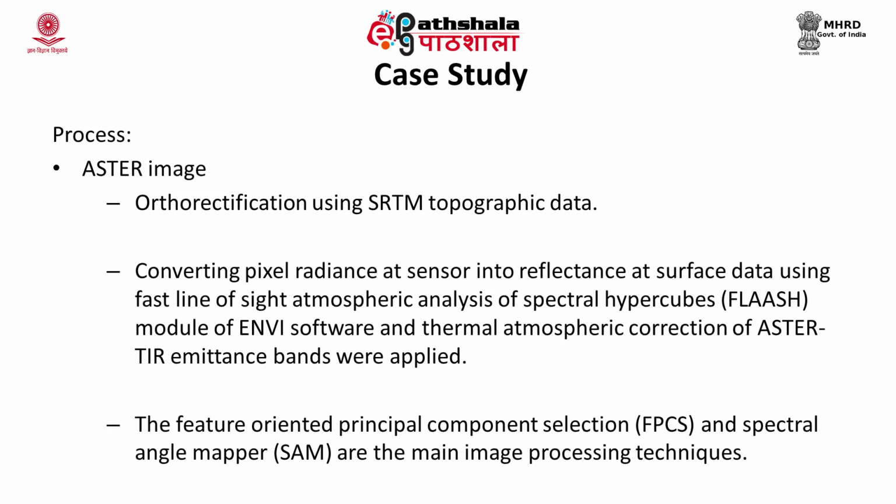So, in this paper, what is the process the author has done? The ASTER image he has taken, and the initial processing like orthorectification using SRTM topographic data he has done, then converting pixel radiance at the sensor into the reflectance at the surface using the fast line-of-sight atmospheric analysis of spectral hypercubes, FLAASH module of ENVI software, and thermal atmospheric correction of ASTER TIR emittance bands were applied, and then the feature oriented principal component selection and the spectral angle mapper are the main image processing techniques that have been used here to get information about the mineral exploration.